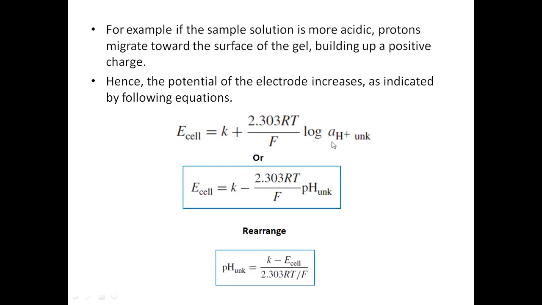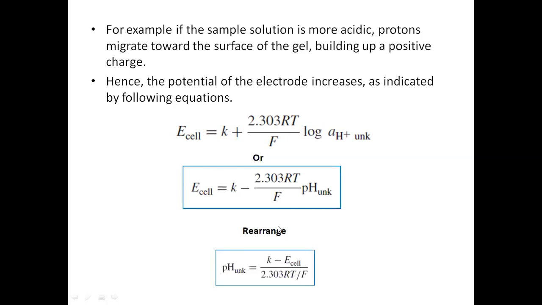We have to convert this log of activity of H plus ion into pH. We know the formula of pH: pH is equal to minus log activity of H plus ion. We just put it over here, so the sign is changed. So this is the final formula of the potential based on pH. Now we can see that the two are inversely proportional to each other. Why? Because of the minus sign over here.